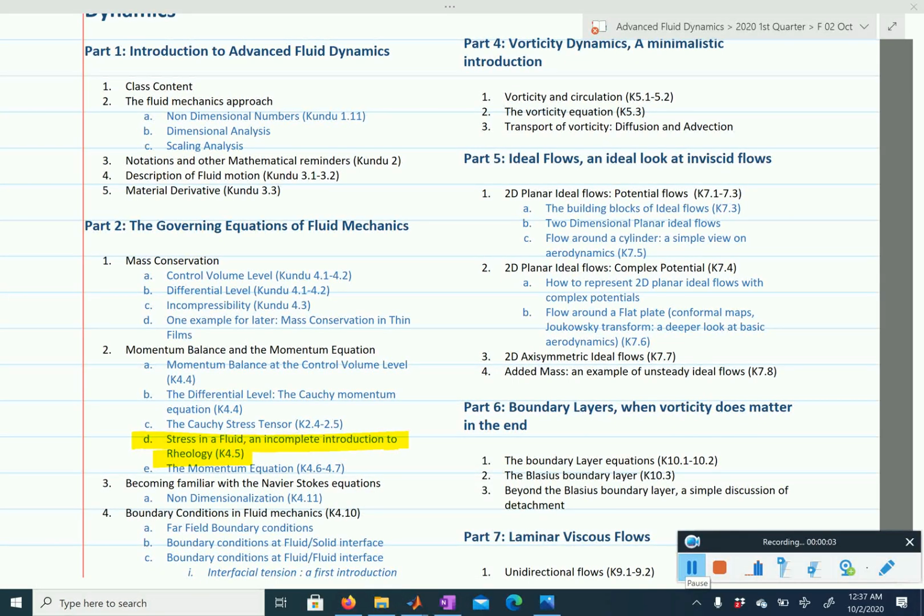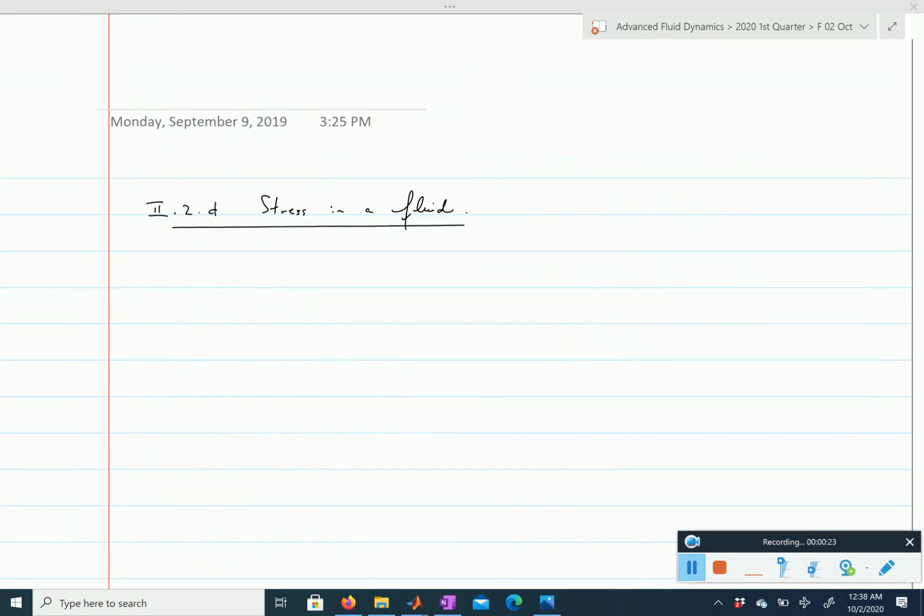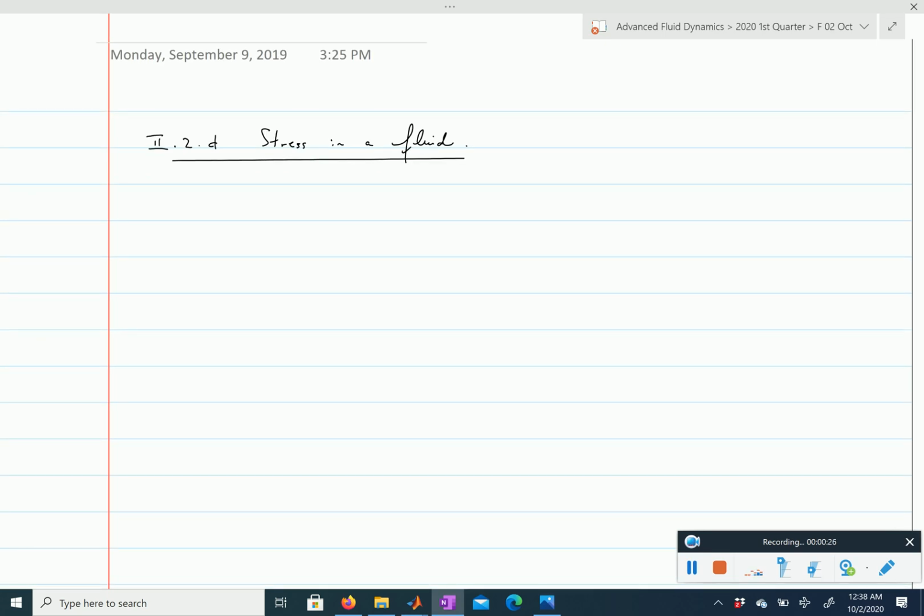Here we discuss how we can describe the state of stress inside of a fluid and how that translates into an expression for our stress tensor. And we start by discussing how stress looks like in a fluid which is entirely at rest. So in a fluid at rest, that means that it is in static equilibrium, for which we assume the velocity field is equal to 0.